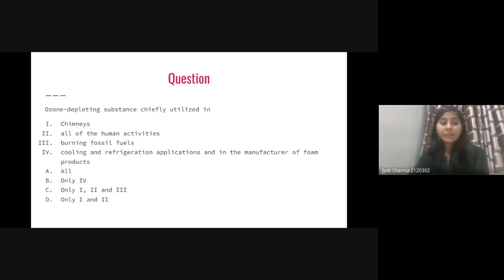Can you tell me where we can use this CFCs? What is the use of the CFCs? Are we using it into the chimneys?